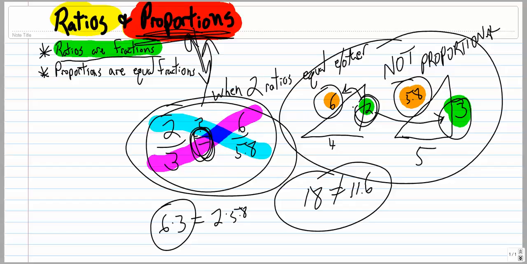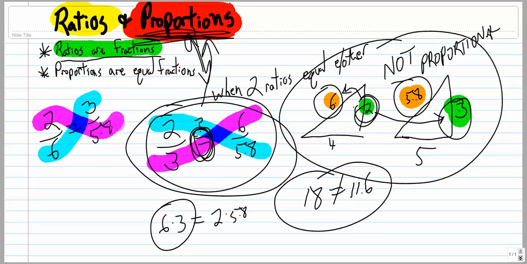But what if I had chosen, instead of 2 over 3, green over orange? What if I did 2 over 6, and then green over orange, 3 over 5.8? What would I get if I did my check to see if they were equal? Well, let's keep my colors the same here.